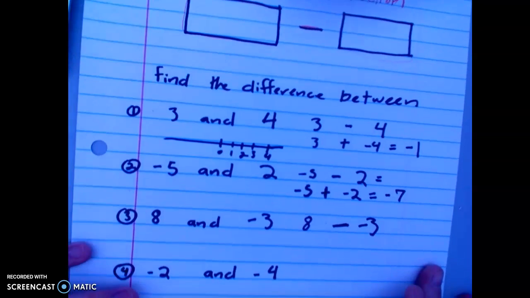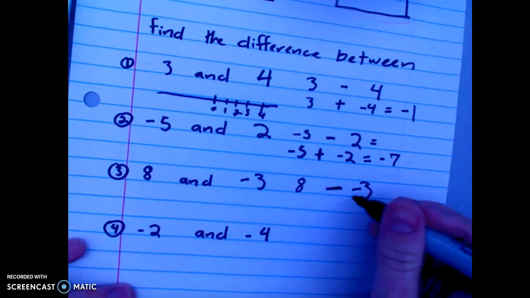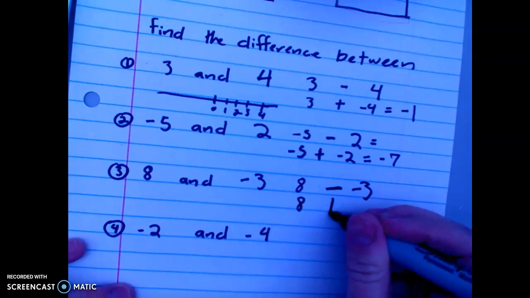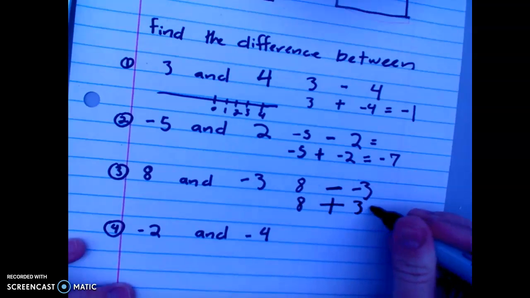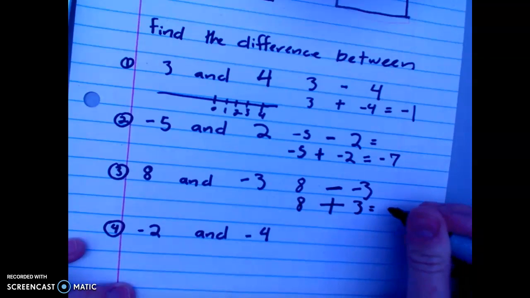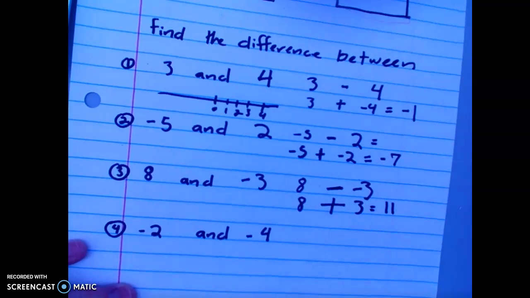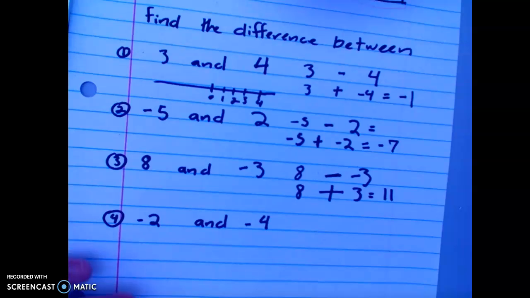Now, as you all know, we just created a double negative. And when two negatives get close, they become a big positive. 8 plus 3 is 11. So the distance, or the difference, between 8 and -3 is 11. 11 spaces on the number line. Oh, you're doing phenomenal. Let's try one more together.